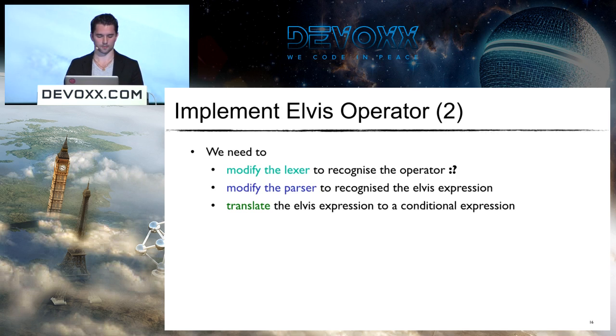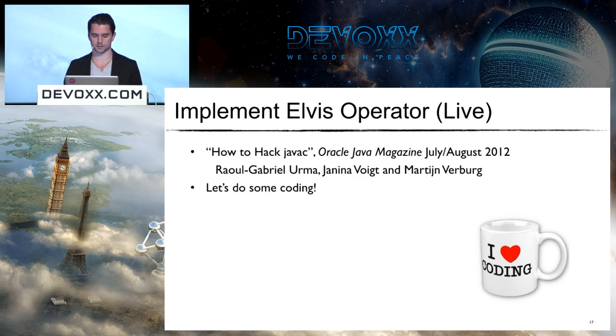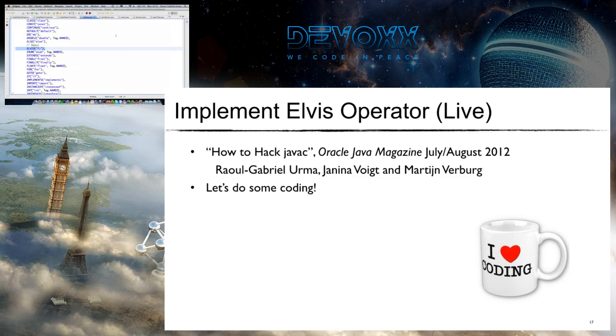If you want to see how this is done, there's an article, How to Hack Javac, in the Java Magazine. But I'm going to show you how to do it live. And let's hope this works, because it's always tricky to show code in a presentation. So this is Eclipse. I'd like to add a new token that recognizes the Elvis operator. A good place to look might be files that have token in the name. So I've got one here.